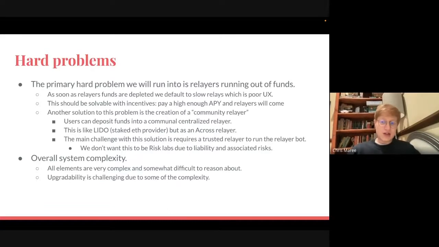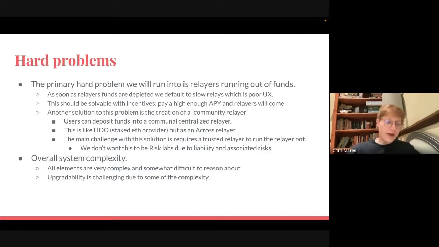Now, obviously, the big issue with this is the trust assumptions. You have a centralized operator who's running the bot, and they could steal all the money. That's hard. Also, we don't want to run this at UMA, because there's liability and associated risks. And the protocol is meant to be censorship resistant and permissionless and all these nice decentralized words. So, hard problem. Maybe there's a centralized KYC version of this, I don't know. But that's another option that solves the complexity of running out of capital.